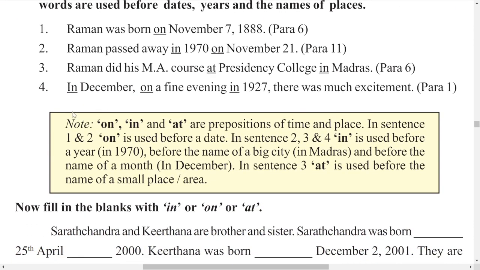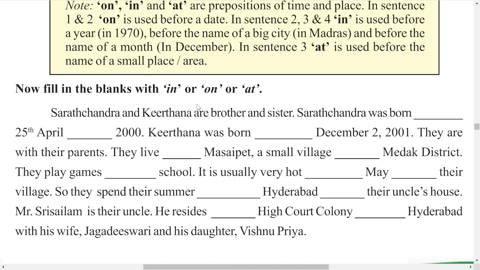So note, on, in, at are prepositions of time and place. In sentences 1 and 2, on is used before a date. In sentences 2 and 3, in is used before a year. Next, in is used before the names of a big city, in Madras, and before the name of a month, in December. In sentence 3, at is used before the name of a small place instead of a big place. We are just using it before the small place.